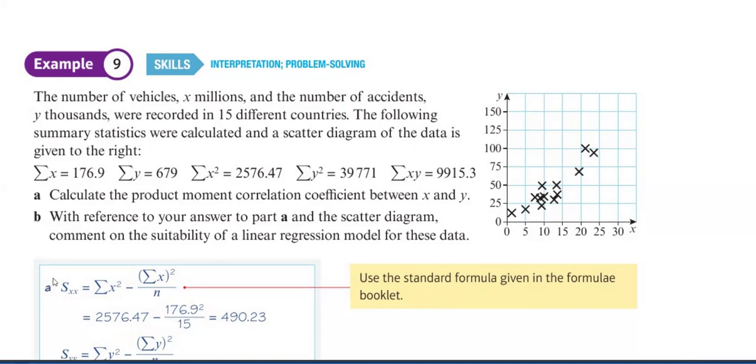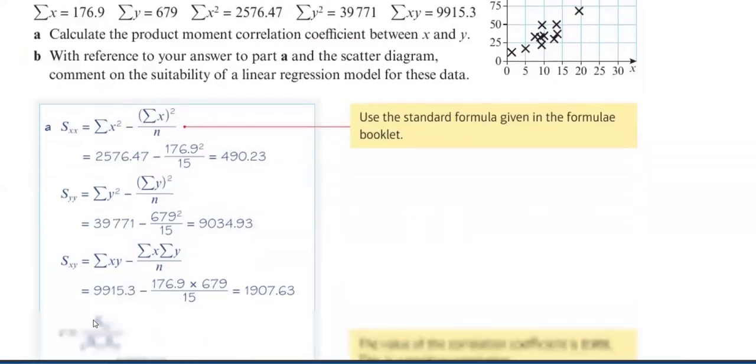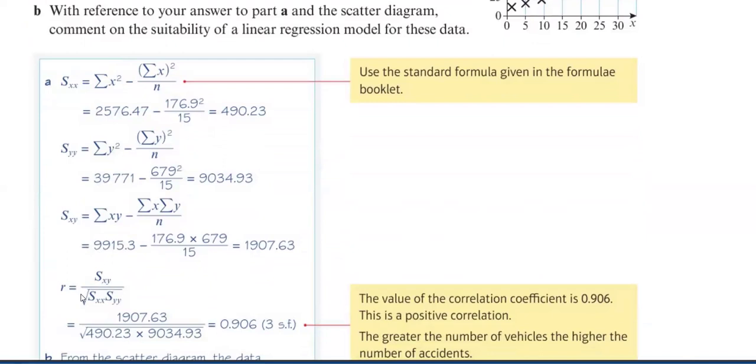Product moment correlation coefficient equals this much. Sxy, Sxx, Syy, we have to find. Therefore, step by step, we can find this data. Sxx first, then Syy, all basic data given. Also Sxy, like this. After substituting these values, we can find R. It is very close to 1, therefore positively correlated.